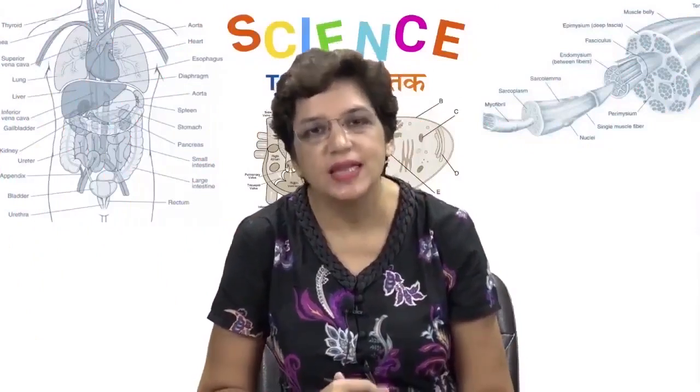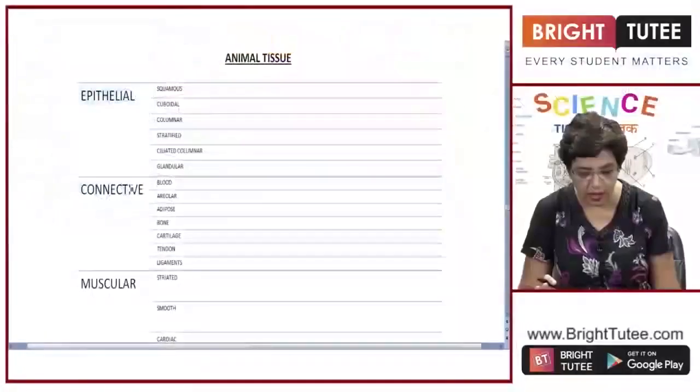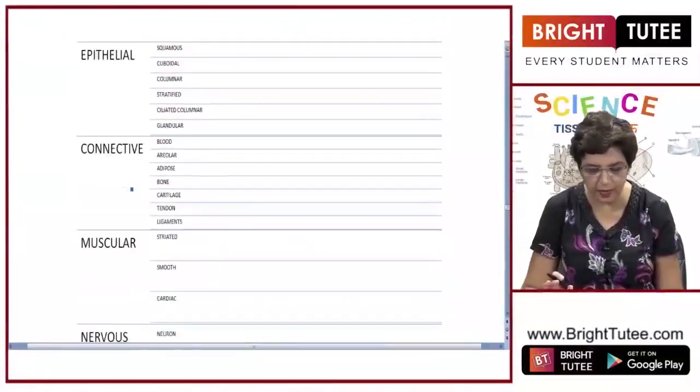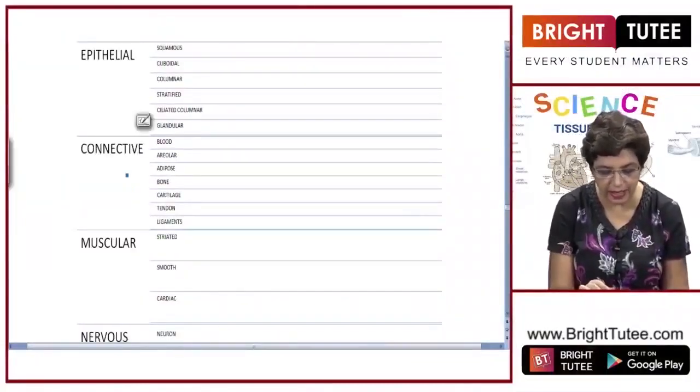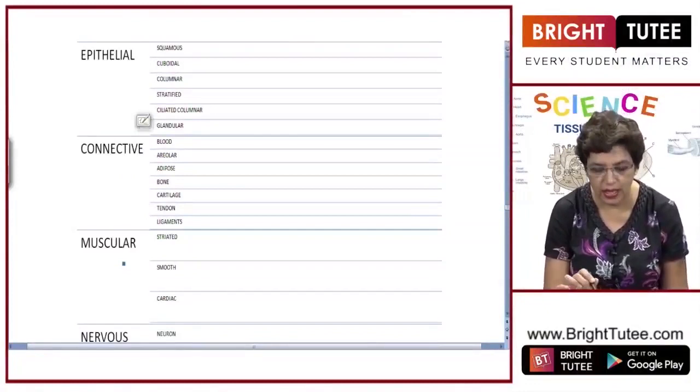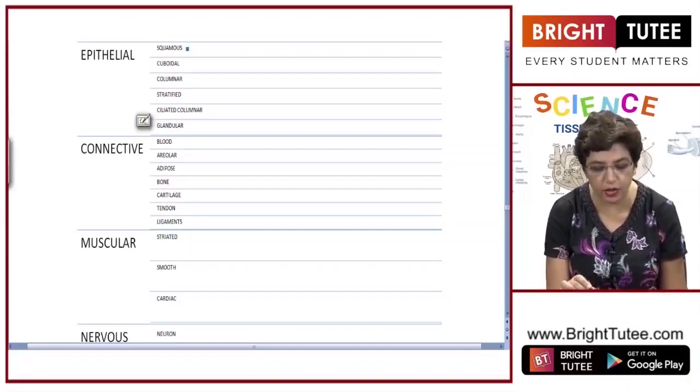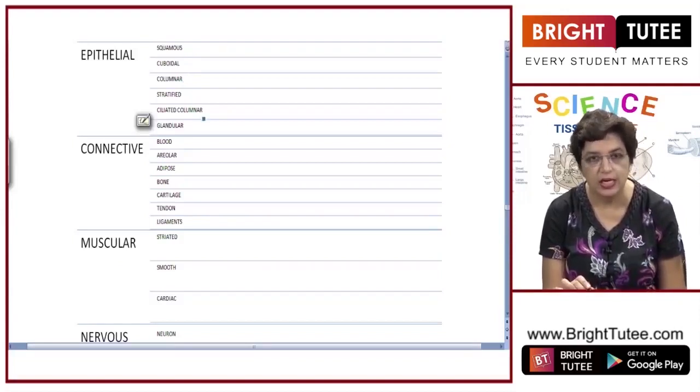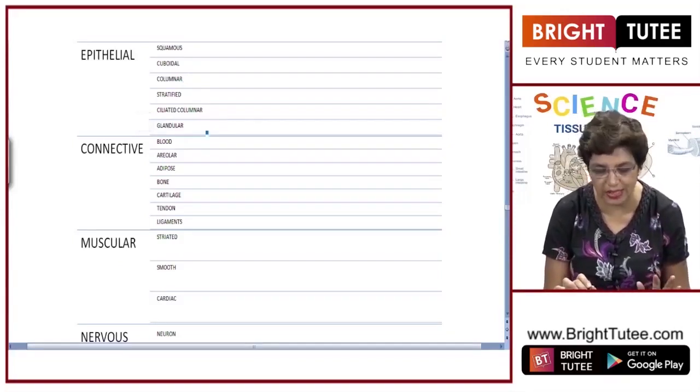So students, let us study about the classification and types of the animal tissues. Animal tissues can be broadly classified into four main types. First is epithelial, connective, muscular and nervous. Epithelial are further divided into squamous, cuboidal, columnar, stratified, ciliated columnar, glandular. We will study in detail about all these types.